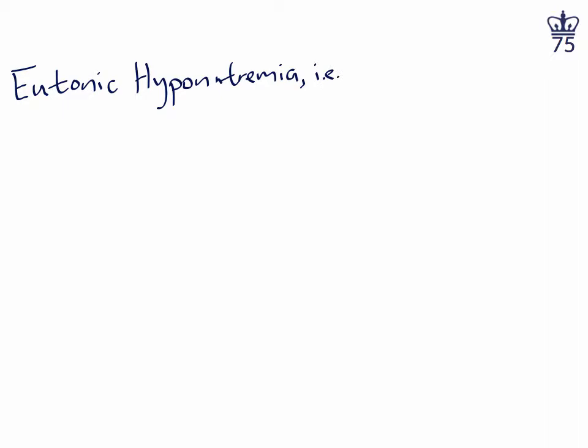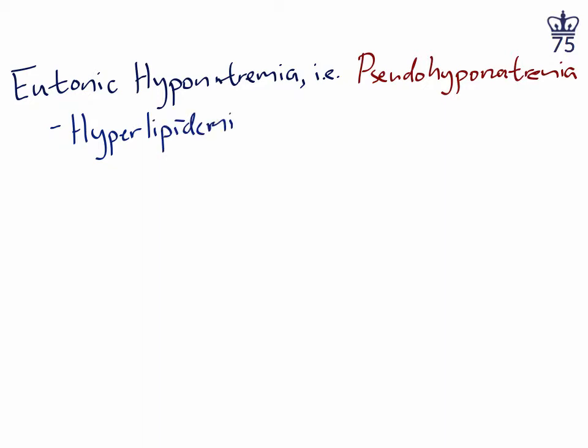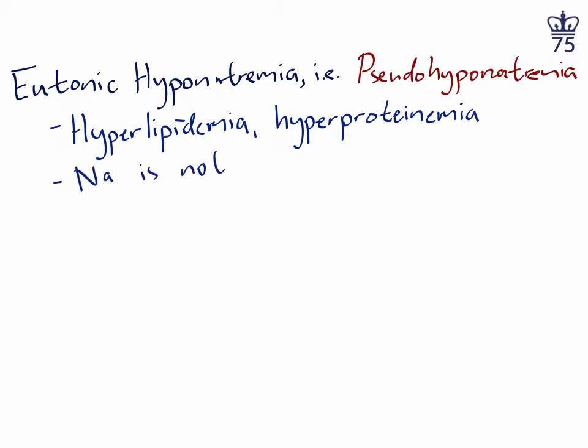One set of causes, called pseudohyponatremia, occurs in the setting of hyperlipidemia and hyperproteinemia, both of which interfere with the lab measurement of serum sodium. In these cases, the serum sodium concentration is normal, but the lab improperly measures it as low. This is why it is called pseudohyponatremia.